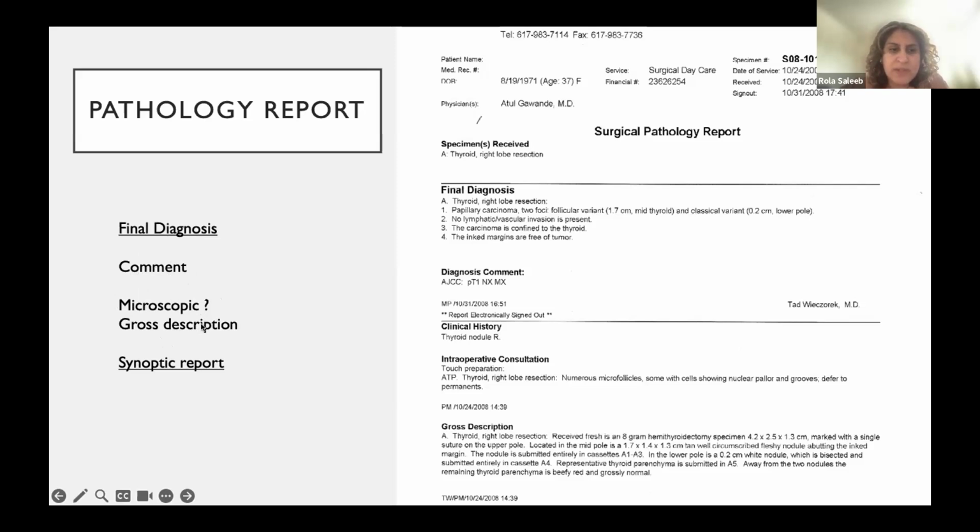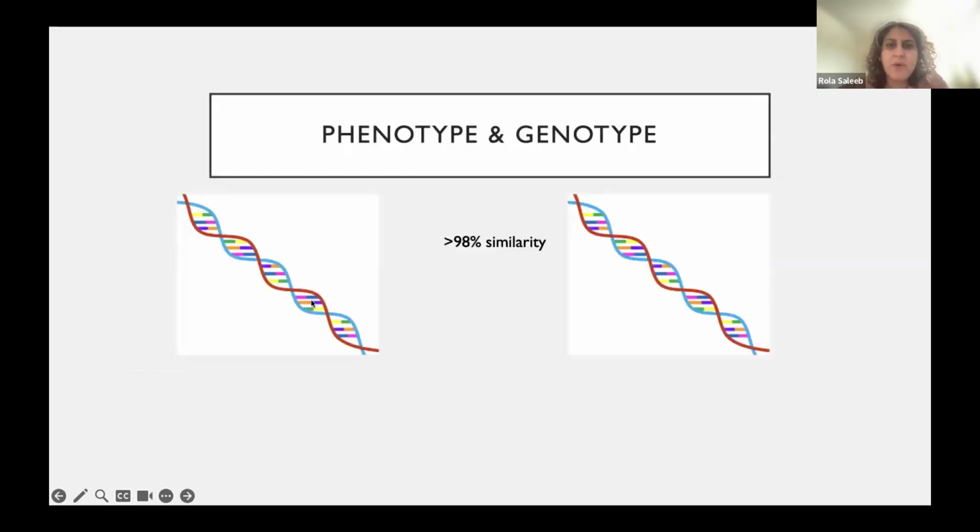And the gross description is how it came and what sections we took. And very importantly, also the synoptic report, which has a lot of details that the clinical team then uses to complete treatment, management, next steps, and all that. So this is what pathology is.